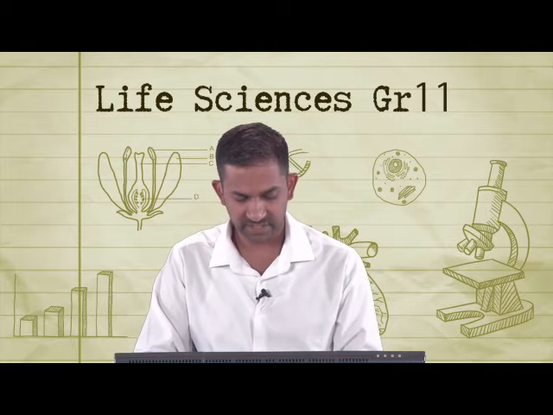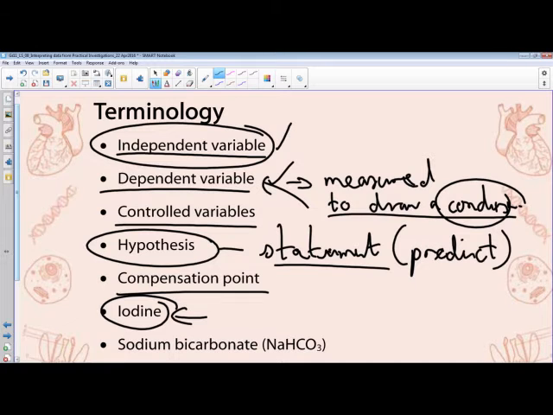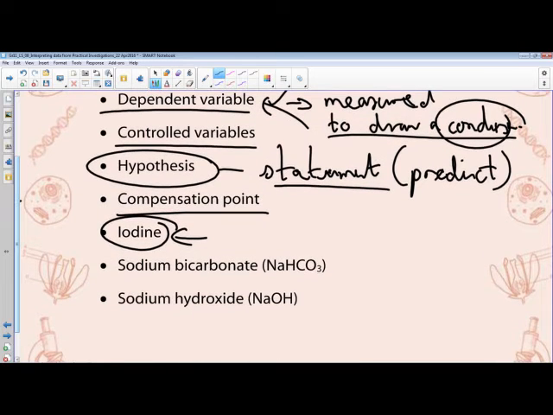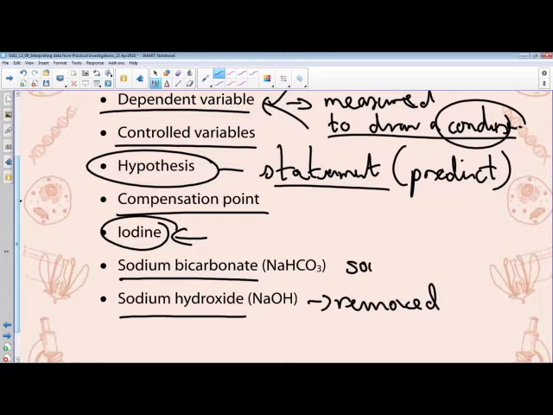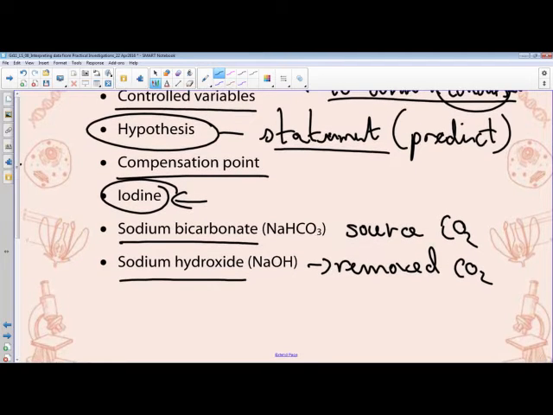And iodine we discussed previously. We know that iodine is the reagent that is used to test for starch, and we looked at sodium bicarbonate and sodium hydroxide as being two reagents, one that supplies carbon dioxide and one that removes it. So sodium hydroxide removes carbon dioxide from the area, and sodium bicarbonate is a source of CO2. So we've got to remember these key terminology or concepts that we're going to apply in our investigations.